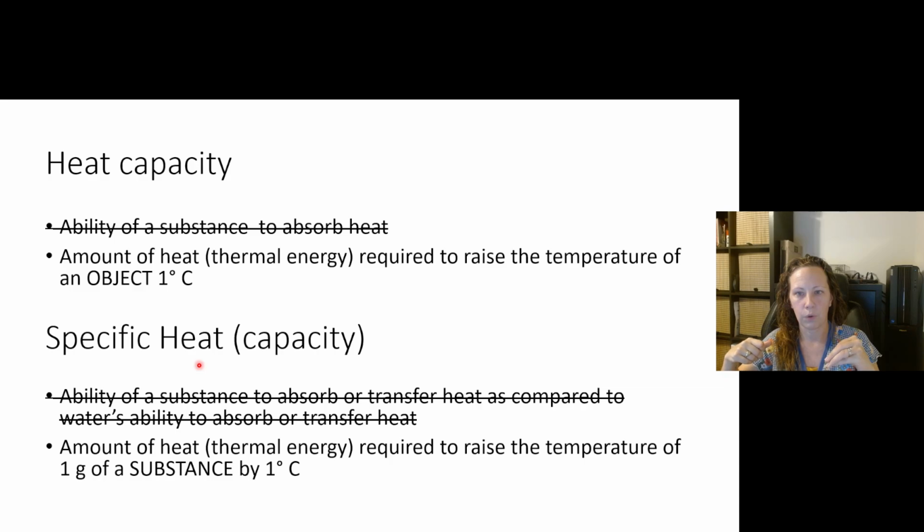And so it requires more heat to get pure water to a specified temperature than most other substances. Okay. And so what that means practically is that foods with a high water content take a longer time to cook. Because the more water is in there, the more heat is going to have to go into that to get it to increase in temperature. Okay.